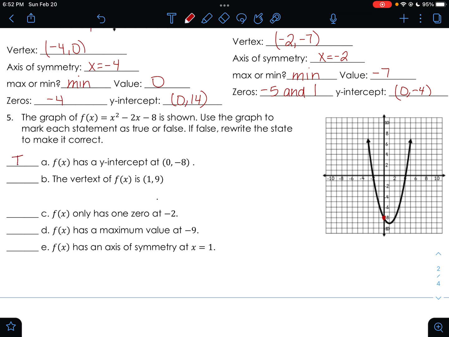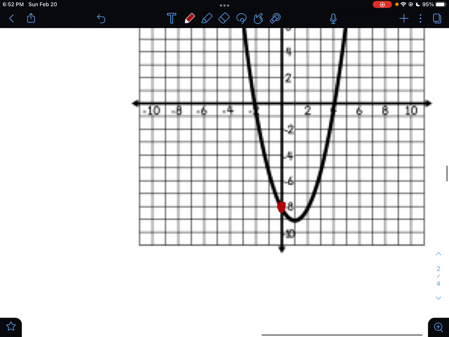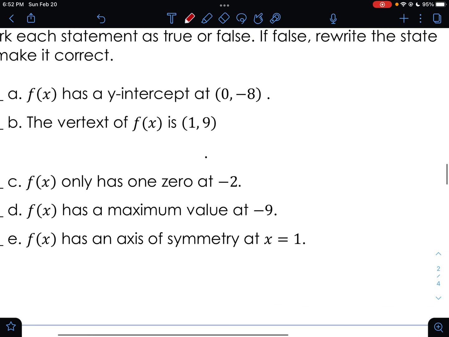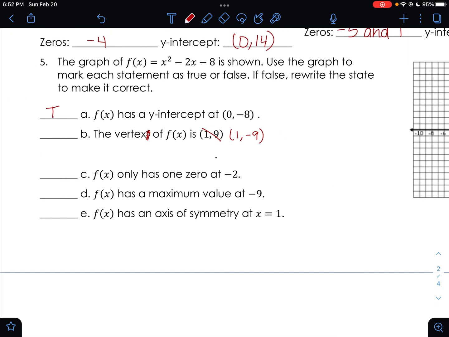So T for true. The vertex of this graph is 1, 9. Well, we do go over 1, but we go down 9, so it's not 1, 9. I just realized I spelled vertex wrong, so that T shouldn't be there. There we go. It should be, to be correct, 1, -9, because it went down. So that was a false statement. We marked it out and made it true.